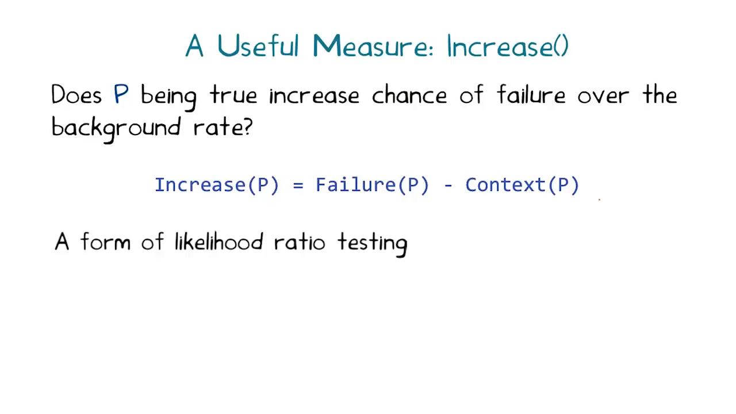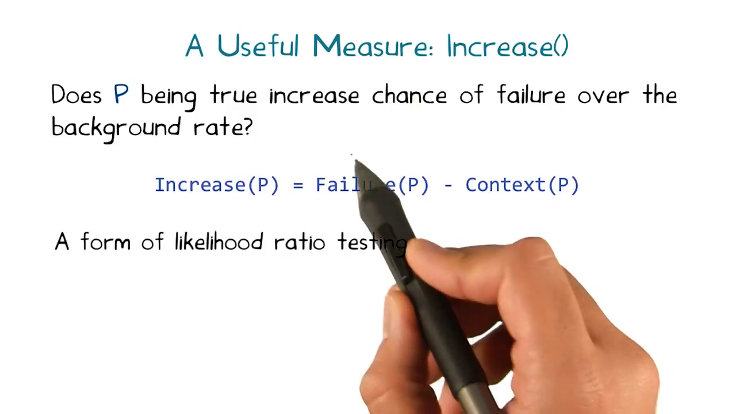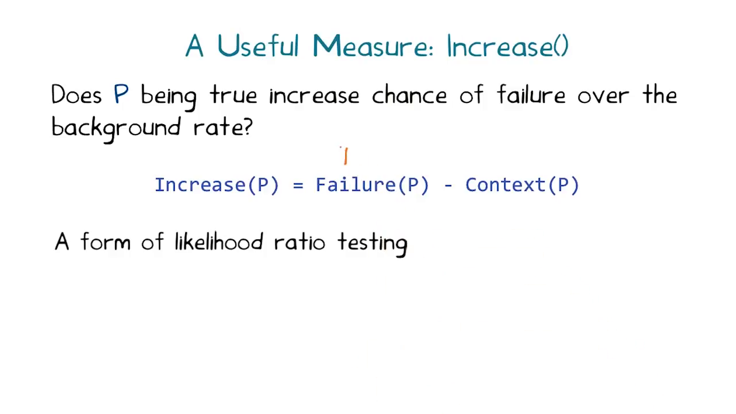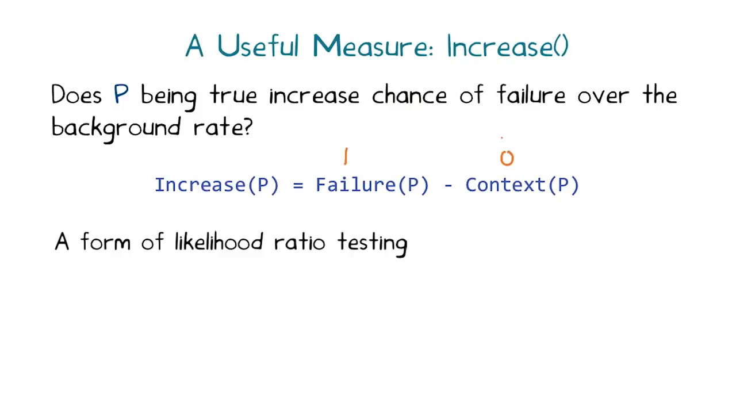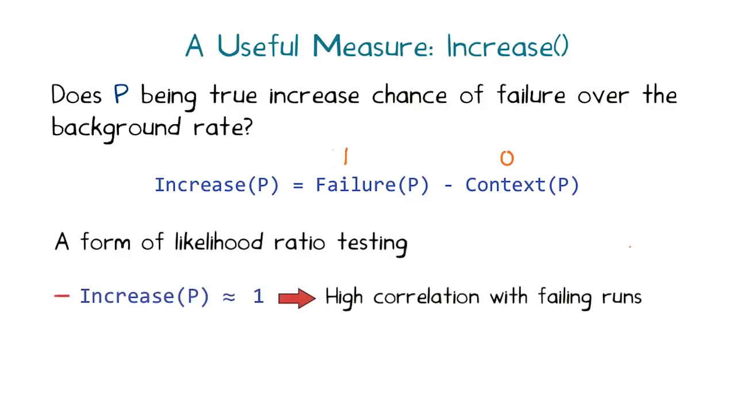We can think of increase of p as a form of likelihood ratio testing. Increase of p can range from -1 to +1. If p's failure score is close to 1, then either there were no successful runs where p was true, or there must have been many more failing runs in which p was true than successful runs. And if additionally p's context score is close to 0, then there must also have been many successful runs in which p was false. So if p's increase score is near 1, it means that p is highly correlated with the failure of a run.